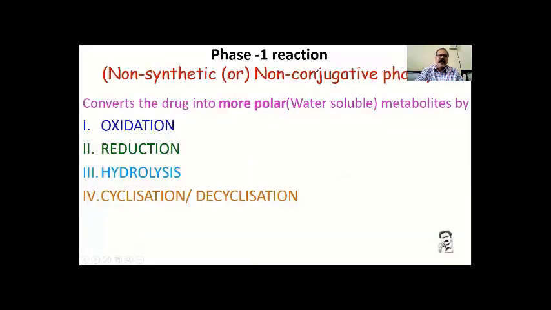These are phase 1 reactions. They are called non-synthetic or non-conjugated. Non-conjugated means no additional group is attached, only a simple modification may be there. Mostly these include enzymatic redox reactions. Reduction and oxidation reactions take place, and that too in the presence of enzymes. So they are non-synthetic, also called the non-conjugated phase. In this, generally, what do the reactions cover? They convert the drug into a more polar form. The basic job of the first phase is to convert the drug into a more polar one.